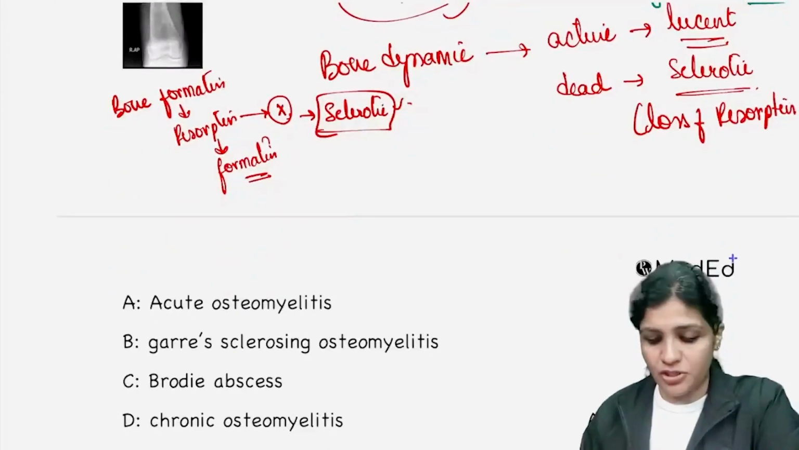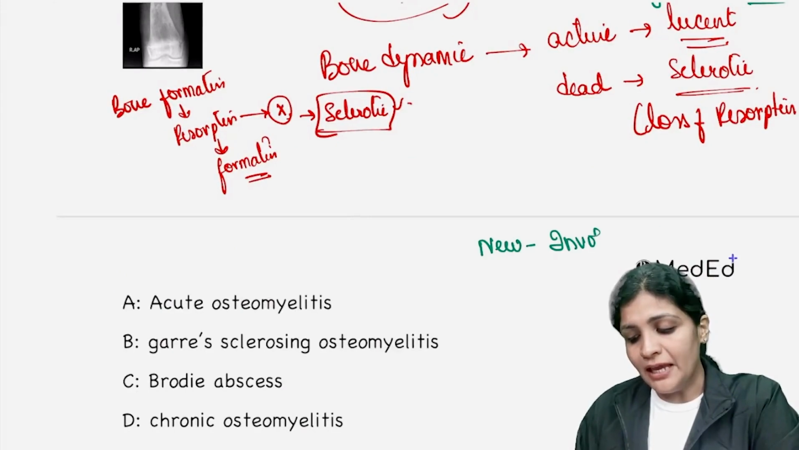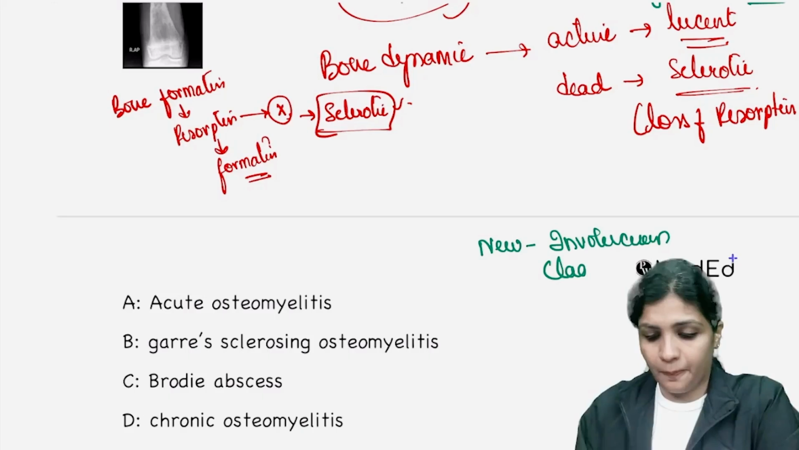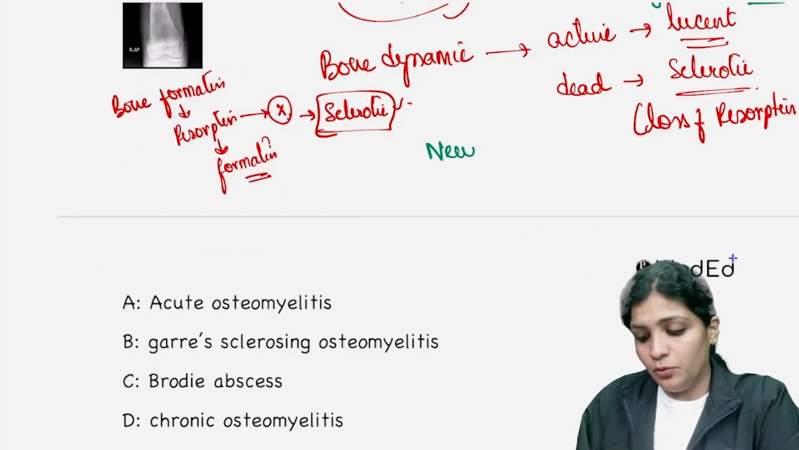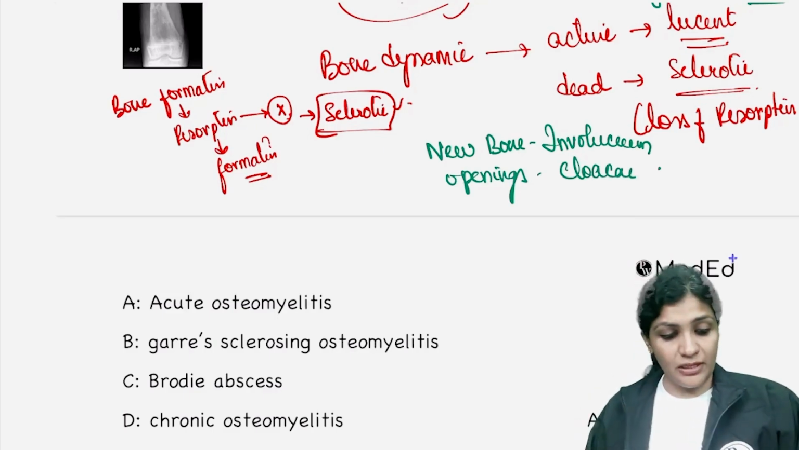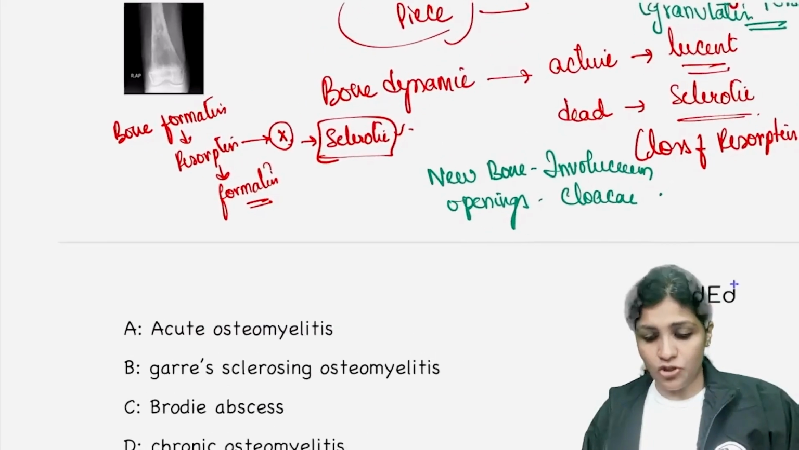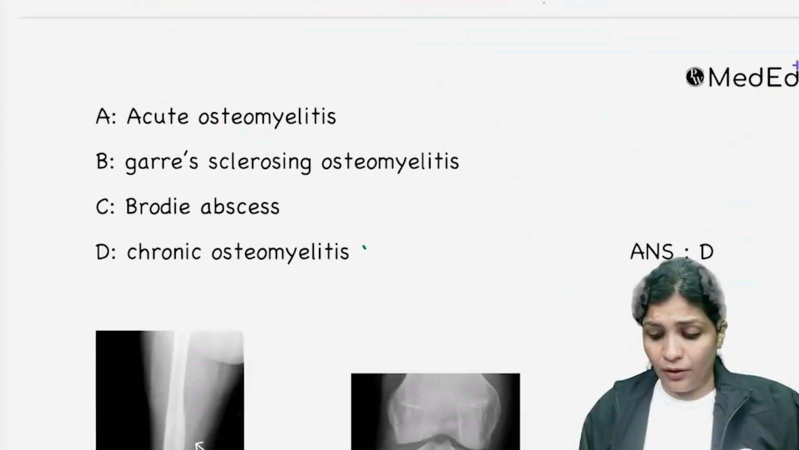And what is the new bone called? The formation of the new bone is called the involucrum, and the openings are called the cloaca, right? So here the new bone which is formed is called the involucrum. The openings are called the cloaca, right? So that is how osteomyelitis is dealt with, right? So here the answer is chronic osteomyelitis.